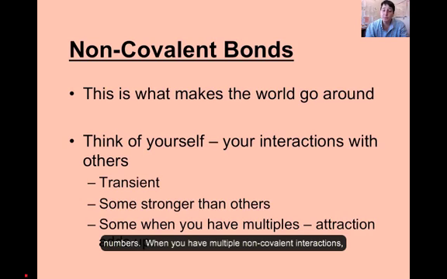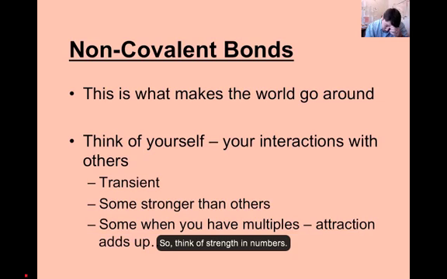When you have multiple non-covalent interactions, you may have thousands of non-covalent interactions, and those interactions add up. At any individual time, if you have 1,000 interactions, right, 500 may be on, 500 may be off. Even if you have 600 off and 400 on, things are still going to be bound to one another. So think of strength in numbers.